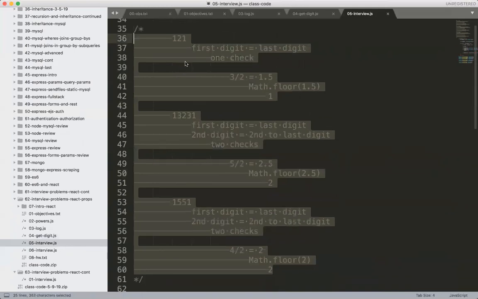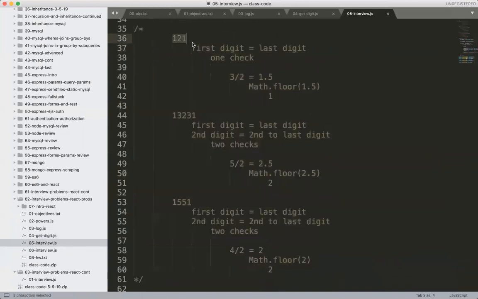Like 1, 2, 1 gives us how many digits? I mean, how many loops do we have to do? How many checks do we have to do for 1, 2, 1? How many checks do we have to do for this, right? You have to write this out to make that realization. And you have to get used to that. You're used to doing that when you're doing these problems, right?